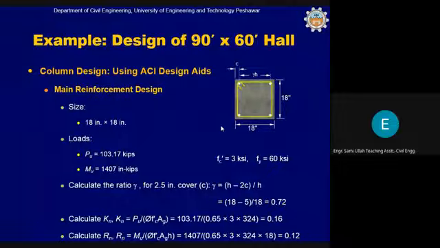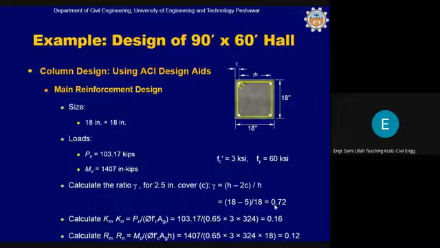So you should now select the relevant design chart. Kn value is Pu divided by phi fc' Ag, and Rn is equal to Mu divided by phi fc' Ag h. Everything is known. Phi is 0.65 for tied column. fc' is 3 ksi. Ag is the gross area of the column, which is 18 by 18 in this case. Mu is the bending moment, 1407.